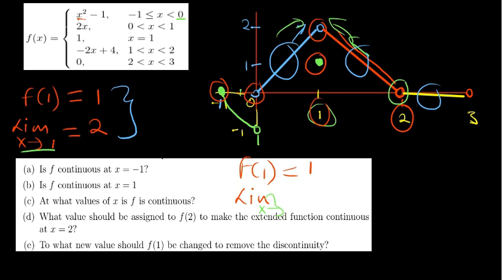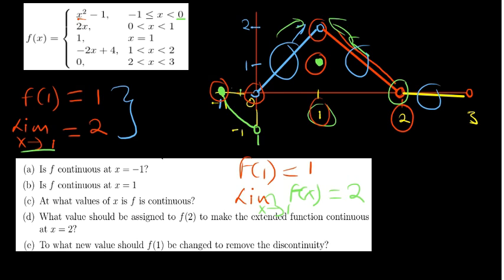As x approaches 1, it's equal to 2. Now, to what new value should f of 1 be changed to remove the discontinuity? So we are changing the value of a function. So we can only change the value of a function. For it to be continuous, they're supposed to be equal to the limit.